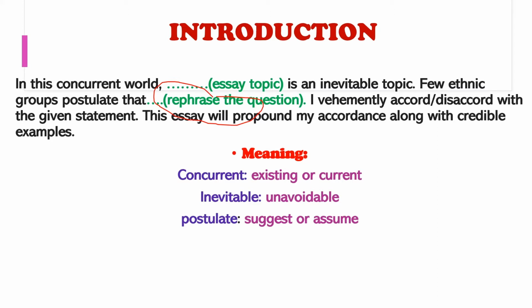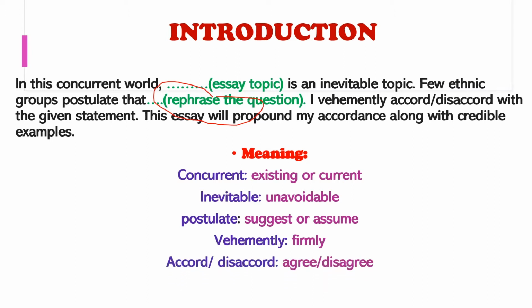I vehemently accord. I vehemently means firmly. I firmly accord, agree, or disaccord, disagree. So if you agree, you will write I vehemently accord with the given statement, that art learning should be given in schools. I vehemently disaccord with this given statement means I do not think, I disagree, that art should be included in school.